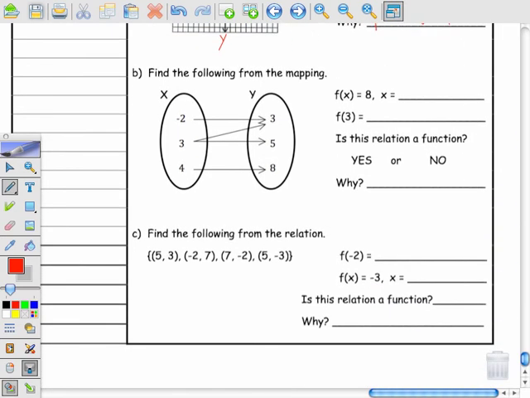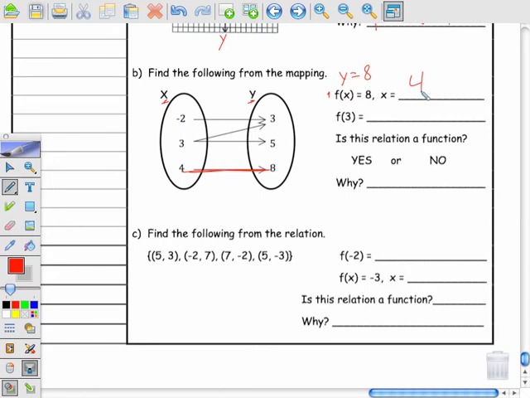All right, moving on. Now we got a mapping, so another representation of a relation. Okay, first question right here. It says f of x equals 8. That's like saying y equals 8. Here's my x coordinates, here's my y coordinates. Y equals 8, so here's 8. The x value that goes with that is 4. So x is equal to 4.